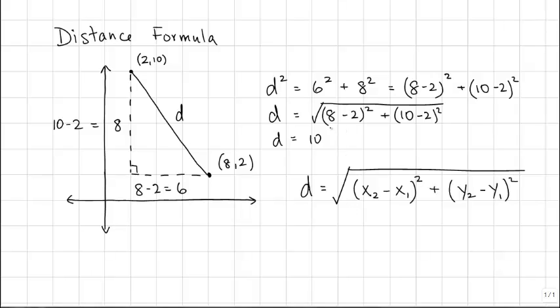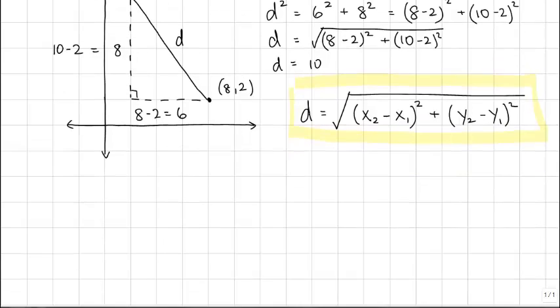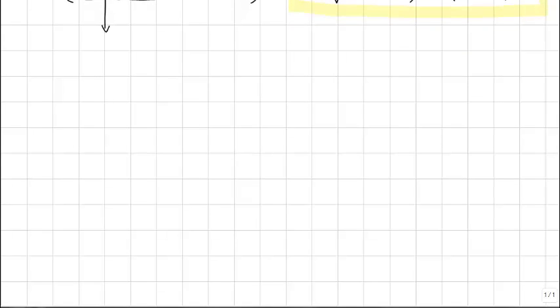For instance, using the example above, 8 minus 2 is 6. If you square 6, you get 36, whereas 2 minus 8 is negative 6. And when you square negative 6, you also get 36. So it really doesn't matter which one is point 2 and which one is point 1. And this is the distance formula, and this is very useful for figuring out the distance between any 2 points on the coordinate plane.